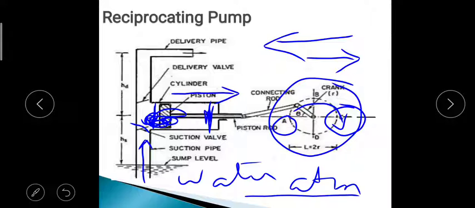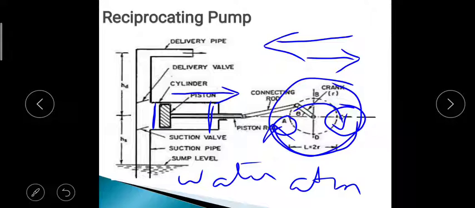Now suction has happened. When the crank moves from C to A, that is from 180 degree to 360 degree, the piston will go towards the left. The piston will come here. When the crank moves from C to A, the piston will move from the right side to the left side. So whatever water is there in this part will be compressed.